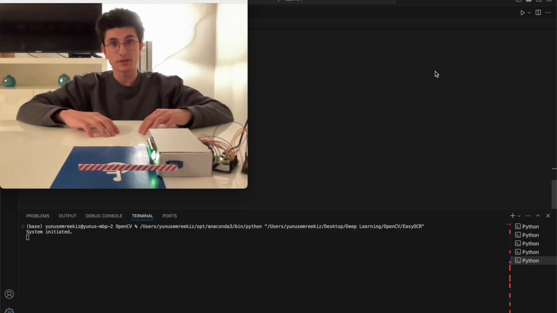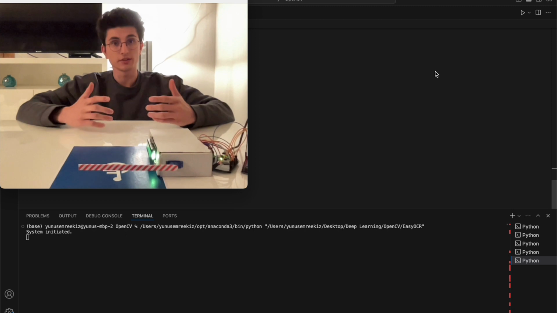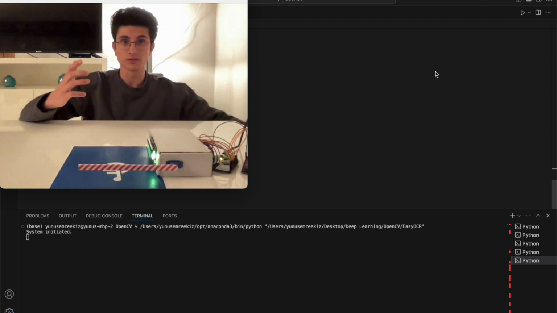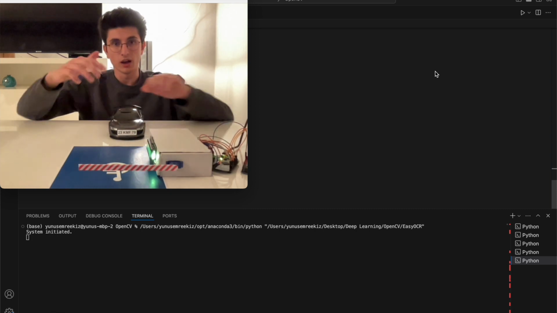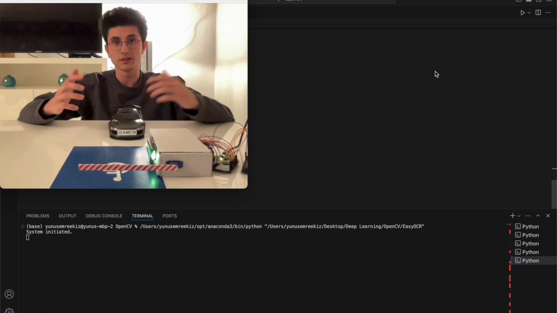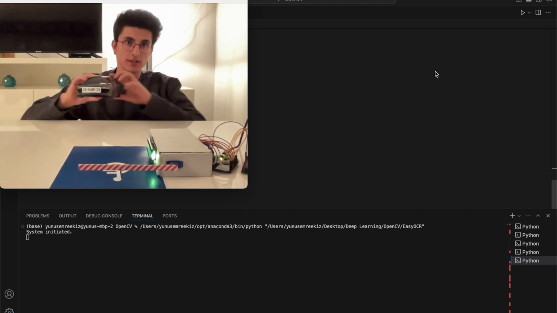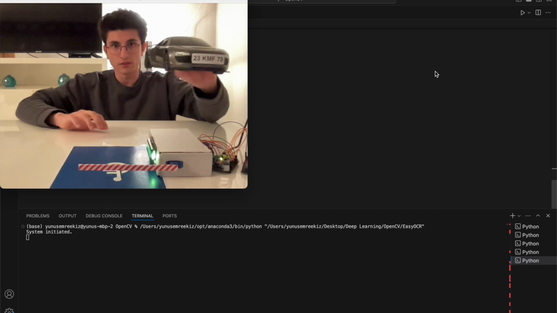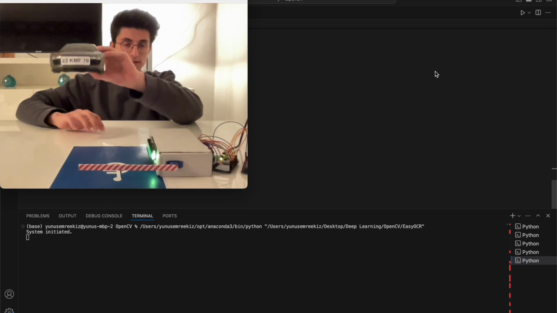For license plate recognition, I used a character recognition model called EasyOCR. I conditioned the model to only look at the lower portion of the frames so that it wouldn't get confused with other license plates around. So as you can see, even though there's a license plate around the frame, it's not detected.